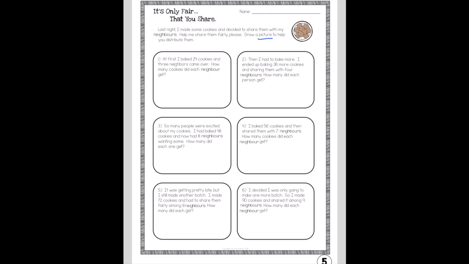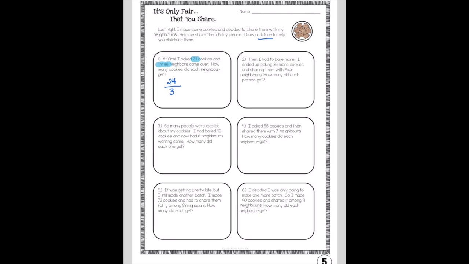So what are our important pieces of information? Well, we have 24 cookies, and we have 3 neighbors. So we know we're working with the numbers 24 and 3. So how many cookies are we talking about? We're talking about 24 cookies. And how many neighbors do we have? How many groups in total do we have? We have 3. So the 3 goes on to the bottom and the 24 stays at the top. So remember, the larger number goes on top. Just like in division, it's the larger number that gets divided into the smaller groups. Okay? All right, so we have 24 cookies and 3 neighbors.